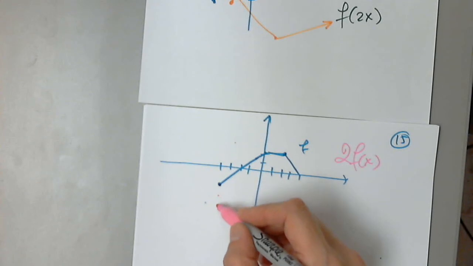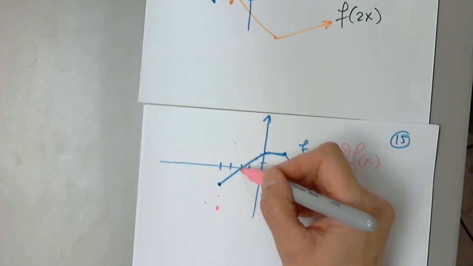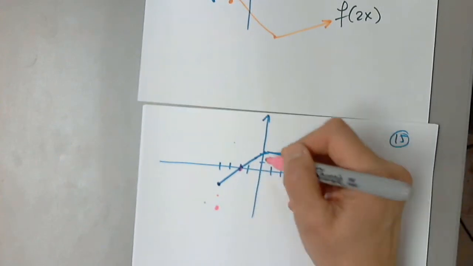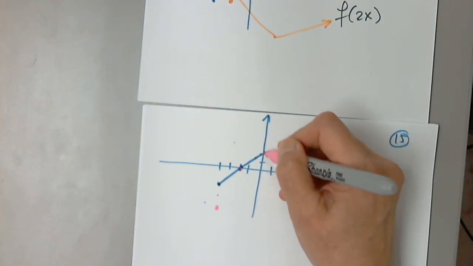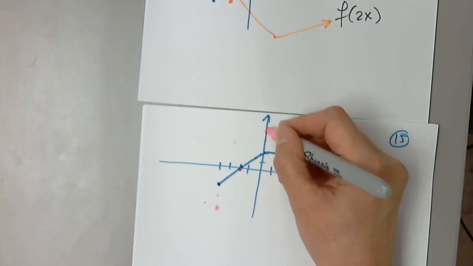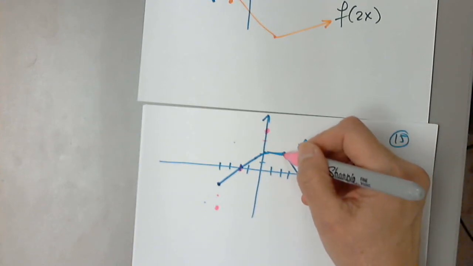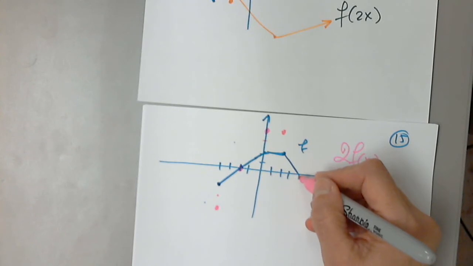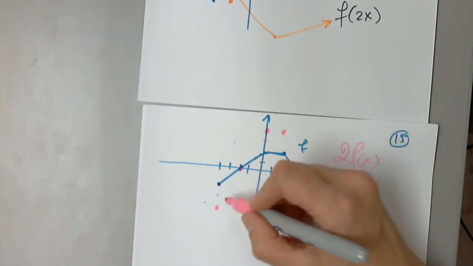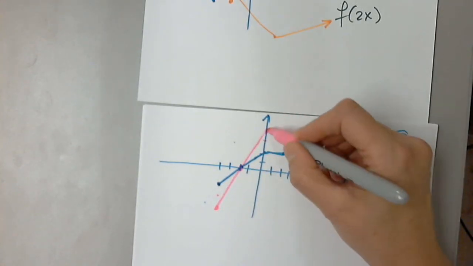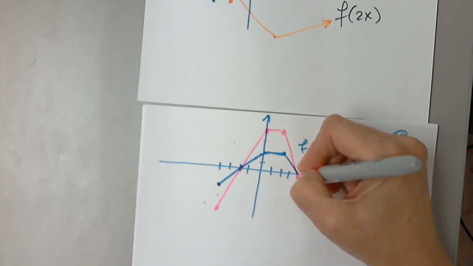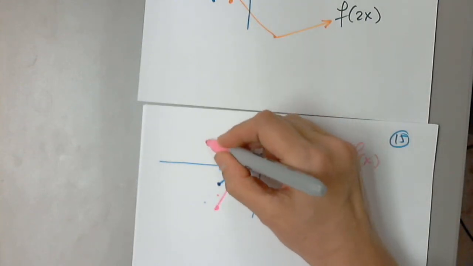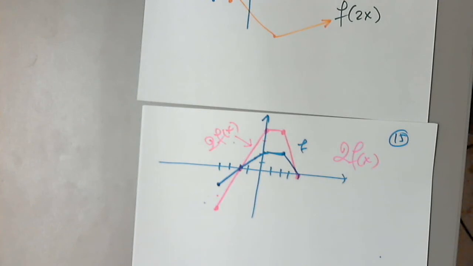At -4 indeed. This is at the height of 0. Where will it go? This is at the height of 2. Where will it go? This is at a height of 2. Where will it go? This is at a height of 0. Where will it go? This is the graph of twice f of x.